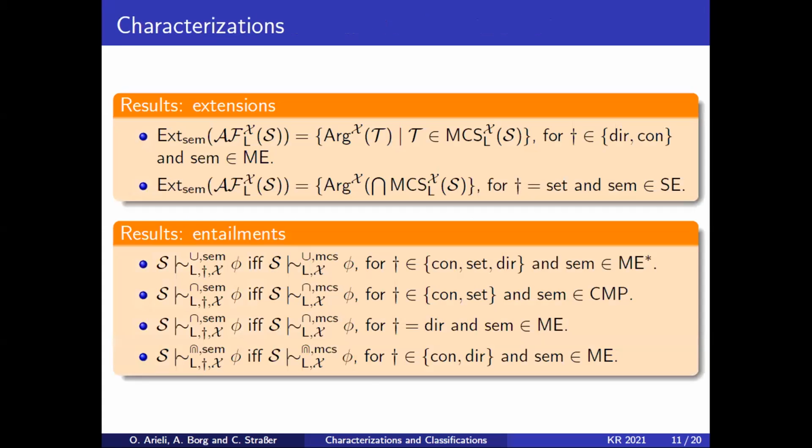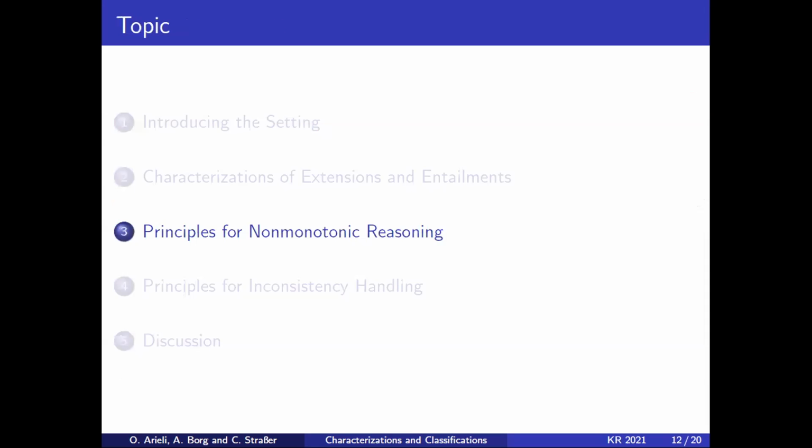And what we found is that for direct and consistency attacks with multi-extension semantics, the extensions coincide with the arguments that can be derived from maximally consistent subsets. And for set attacks with single extensions, this is also the case. And then there are some more subtle conclusions that I encourage you to come and look at the poster.